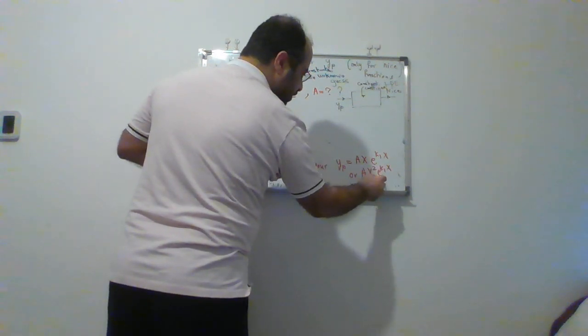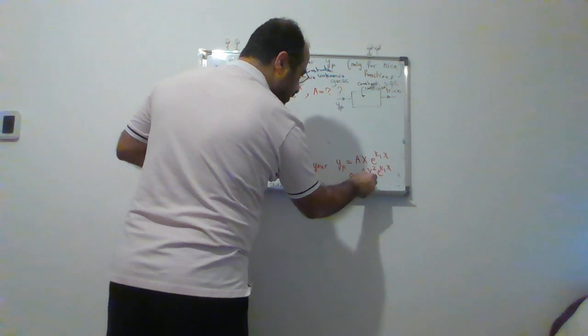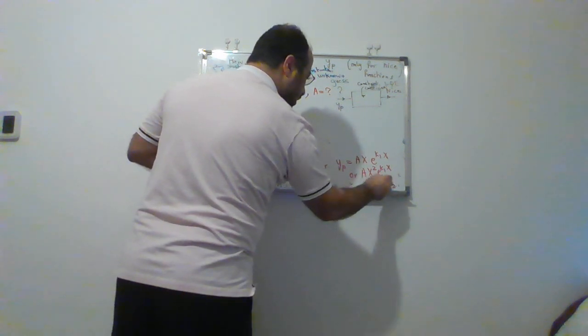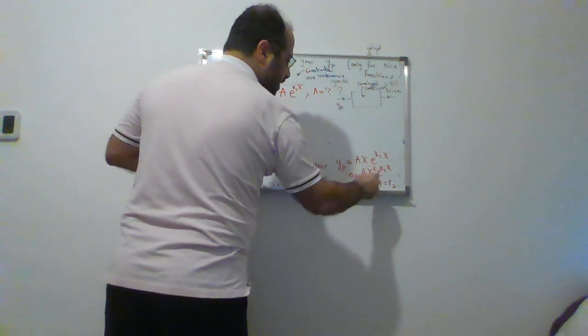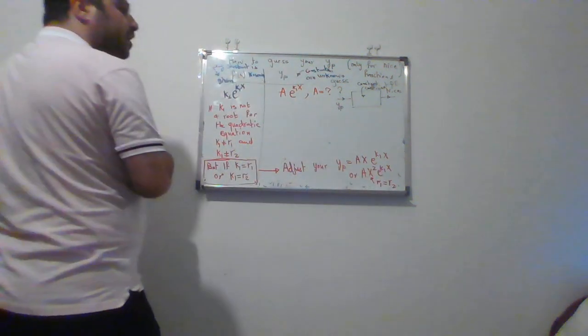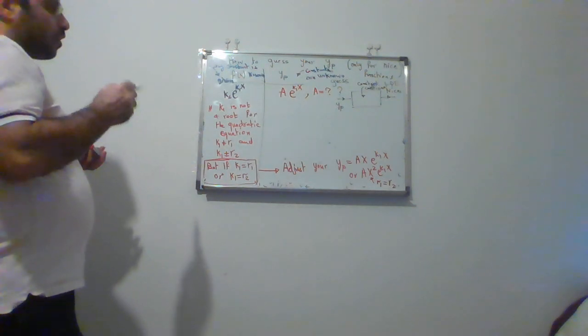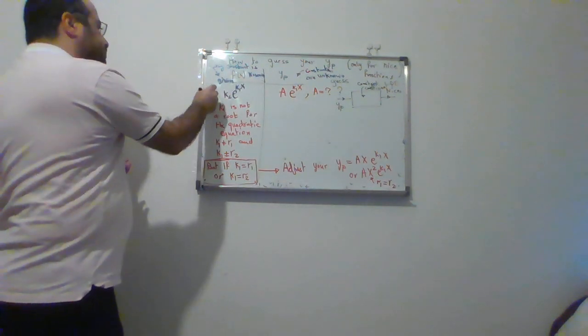This case will be only if R1 equals R2. If R1 equals R2, then you go with the second case. You need to adjust by multiplying by x squared. Now the question is, why do you need to do this?